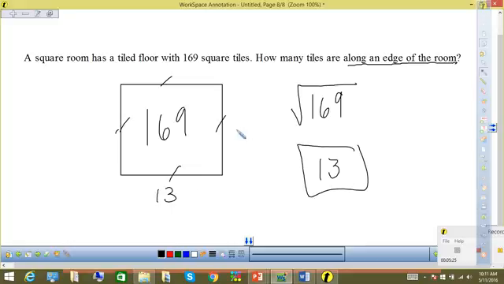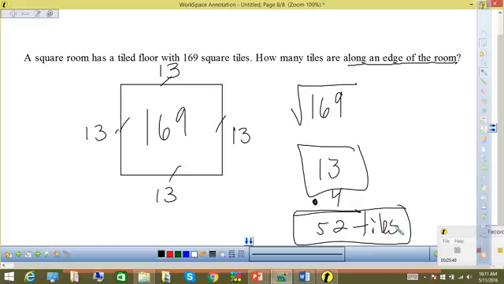Here's one edge. Here's another edge. Here's another edge. And here's another edge. What do I need to do at the end? Add 4 sides or multiply 13 times what? 4. So we multiply times 4. That becomes 12. I got 1, 4, 5. So it's 52 tiles. And that's something that some of you forget to do. Everybody see that? Okay. Let's do one more of these.